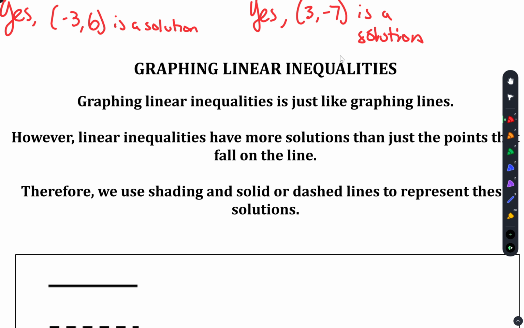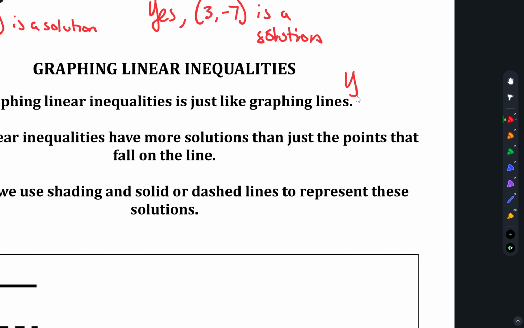Do we remember how we graph lines? Maybe it's been a minute. We need them in what form in order to graph lines? Slope-intercept form. So y equals mx plus b. Except the difference when we do inequalities is what? There's not going to be an equal sign. Instead of an equal sign, it's going to be a greater than, less than, greater than or equal to, less than or equal to.